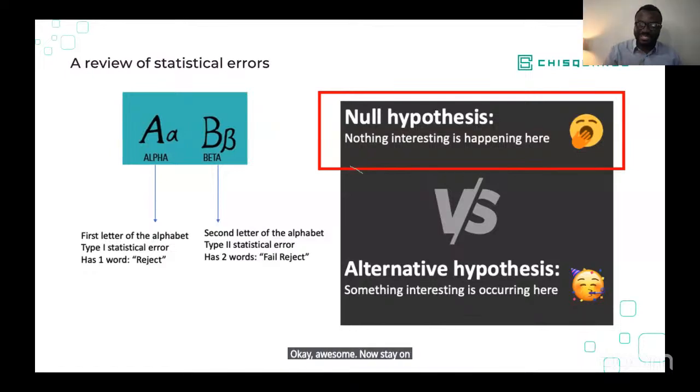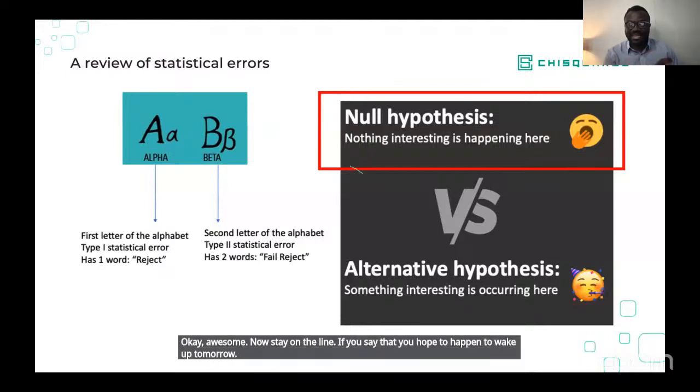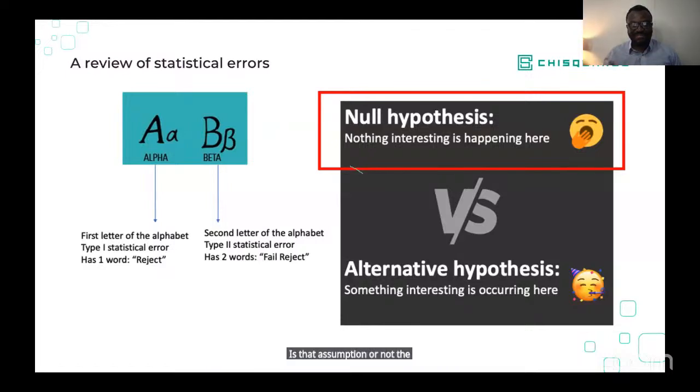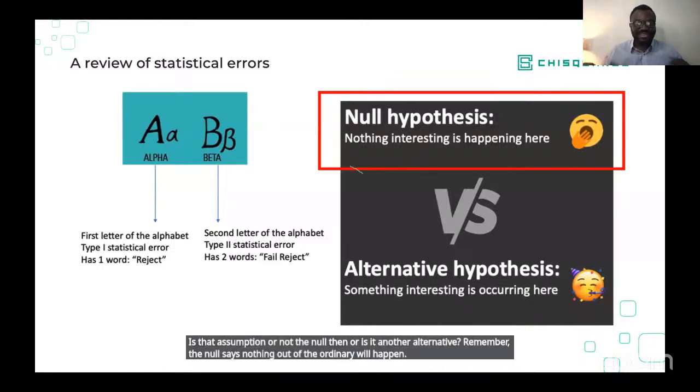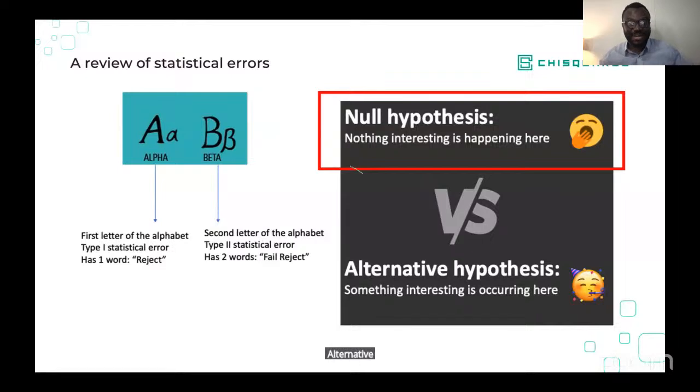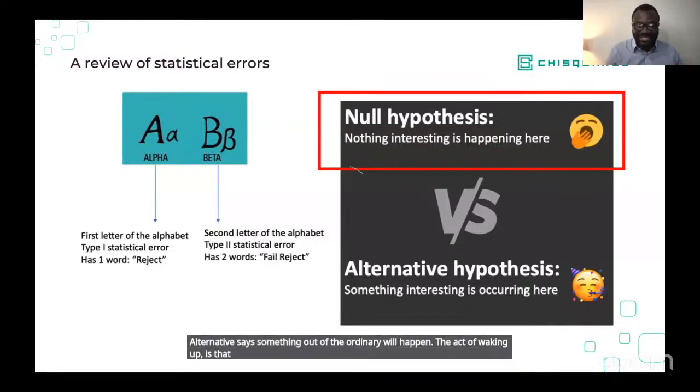If you say that you hope to wake up tomorrow, is that assumption under the null then, or is it under the alternative? Remember, the null says nothing out of the ordinary will happen. Alternative says something out of the ordinary will happen. Is the act of waking up something out of the ordinary, or is it just ordinary?